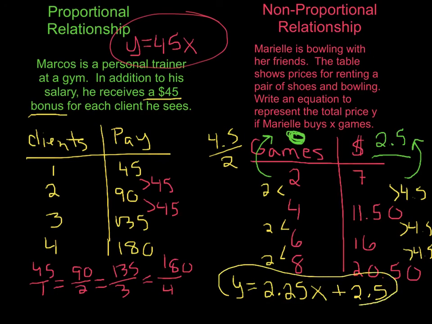So here I have slope and y-intercept in a non-proportional equation. So there's the difference between proportional and non-proportional, and really one of them goes through the origin, the other does not, and that is the biggest difference between them.